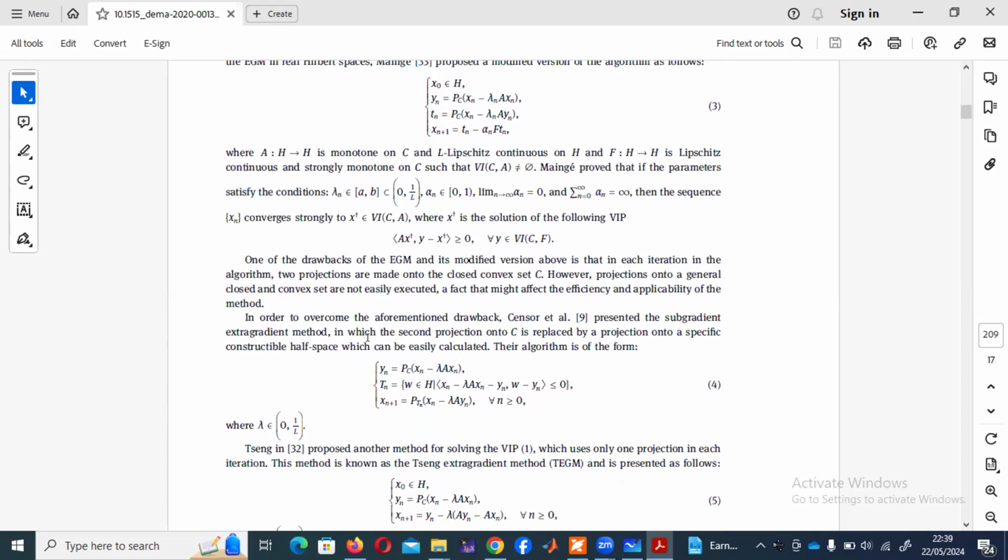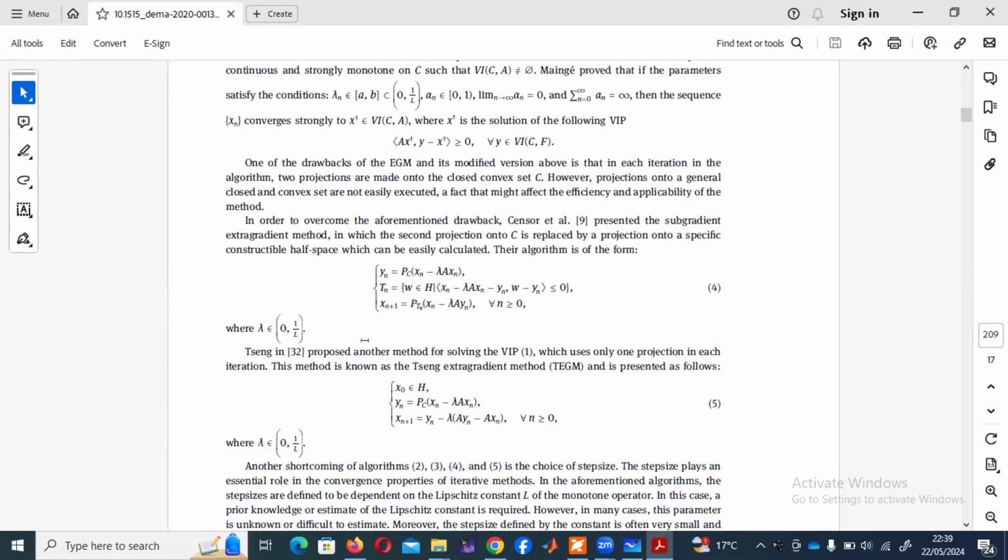Okay, Dr. Alakoya. So equation 4 is an improved method that tries to solve the drawback in equation 3. Then also we have another one proposed by someone who proposed his own iteration TEGM, and that algorithm uses one projection to solve each iteration.